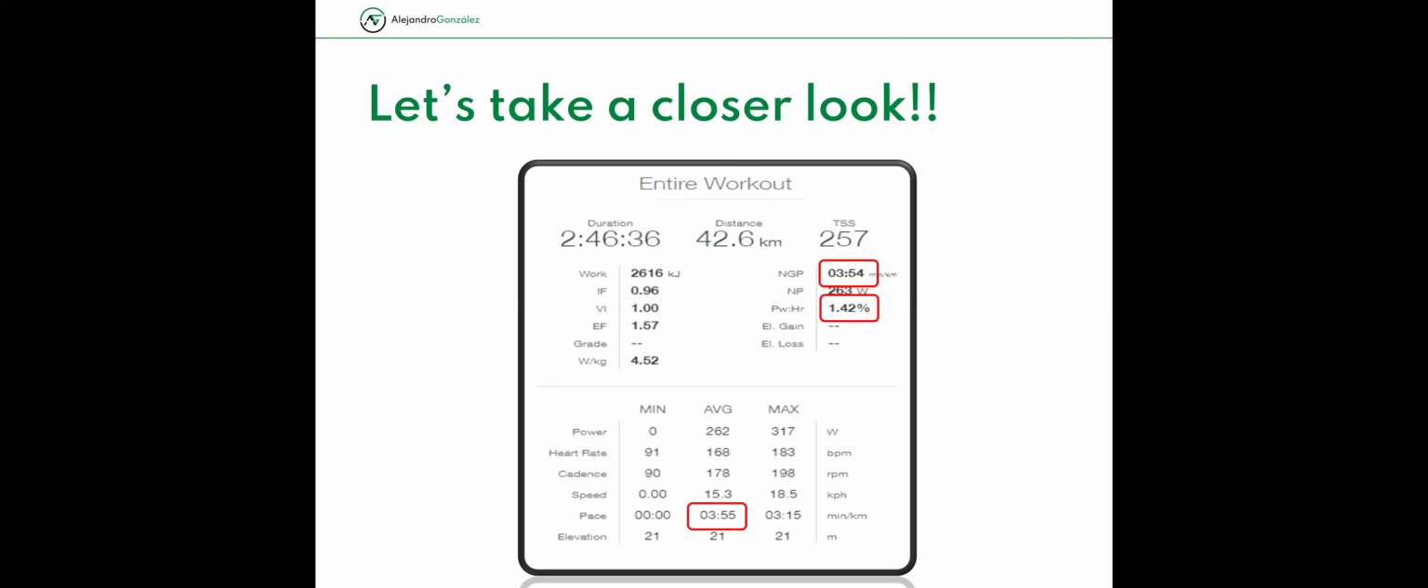This is very important because every long workout in zone 2, for instance, doesn't have to have more than 5% of drift. And here in 42 kilometers in a race situation it was just 1.42%. That means that we did the aerobic foundation very well. I am very happy for that.